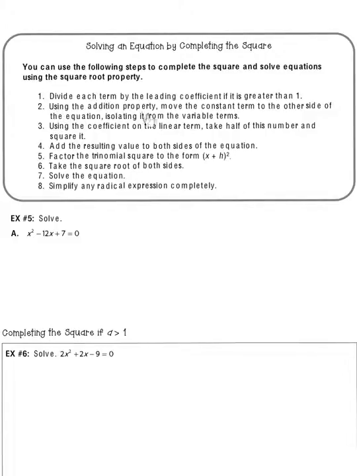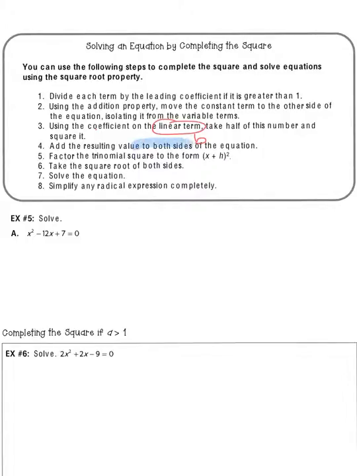Then you're going to use the addition property to move the constant to the other side of the equation so that you can create your own c. So then step 3, using the coefficient on the linear term, that's big words for saying use b. So this is code for b. They're just saying take b and take half of it and square it. That's going to get you your new c. Then you have to add that to both sides.